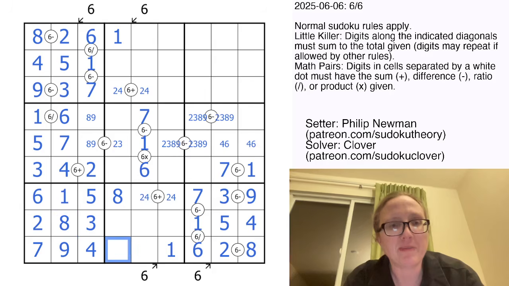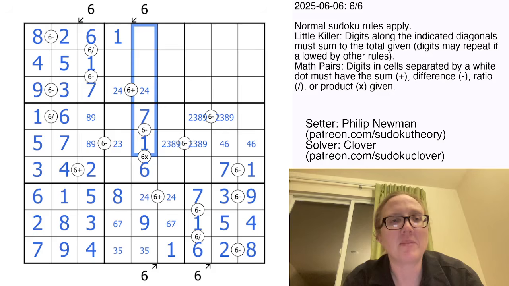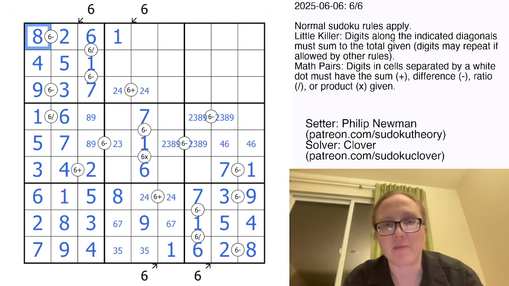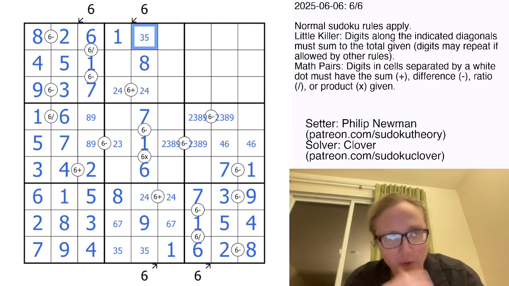Now I need a 3, 5 pair here. And 6, 7, 9 to finish the region, which gives us a naked 9 right there. Here I need to place an 8 in the column somewhere. Can't go in the top because there's an 8 in row 1 already. So that's going to be my 8. And then this digit has to be either a 3 or a 5.